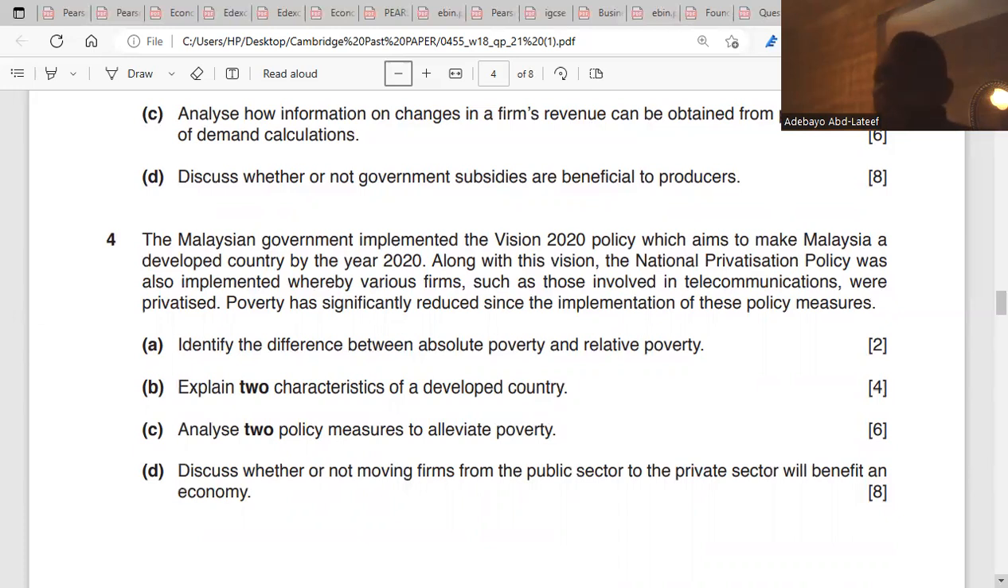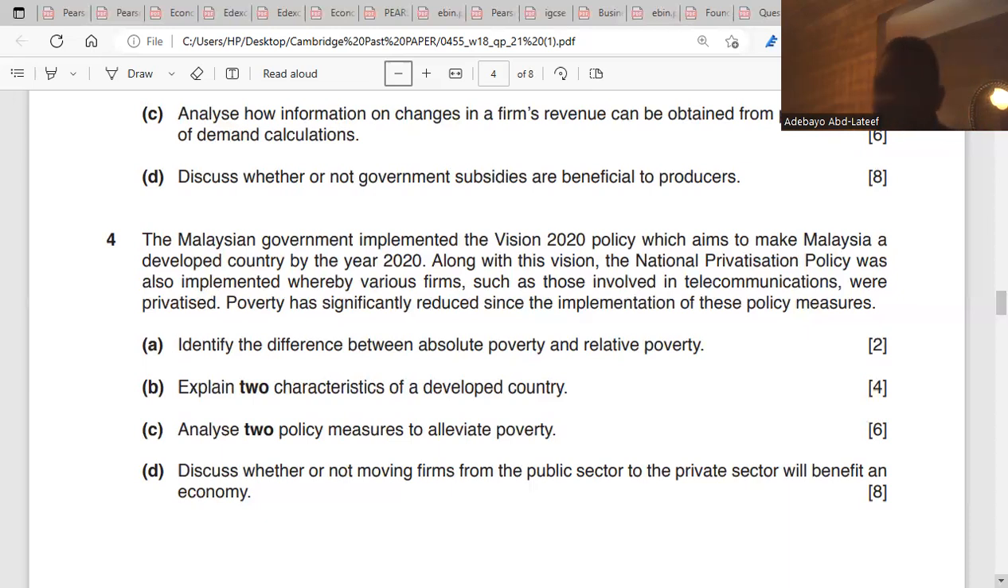Then, how is it beneficial? What are the benefits of subsidies to the producers? One, subsidies ensure firms are able to witness a reduction in their cost of production. And when they are able to witness a reduction in their cost of production, it means they can enjoy an increase in profits. Number one. They would be able to sell at a lower price because government has reduced their cost of production. So selling at a lower price would increase the demand for their products.